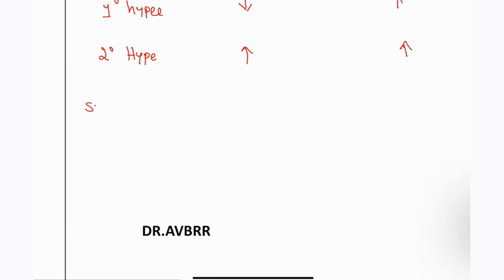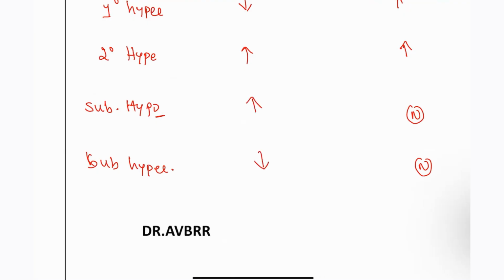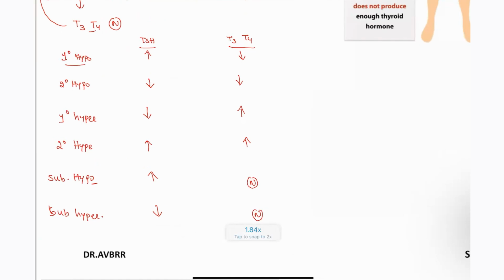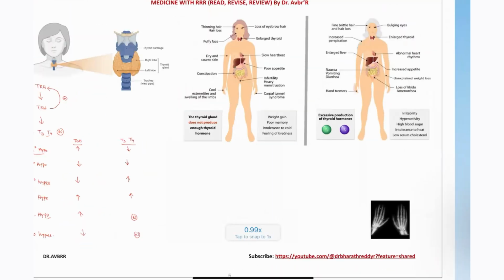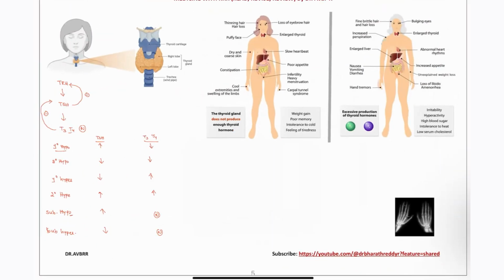Next, we also have subclinical hypo and subclinical hyper. What is subclinical hypo, guys? In subclinical hypo, T3 and T4 are normal in both. In subclinical hypo, the TSH is going to be increased, and in subclinical hyper, it is going to be decreased. So this is how the laboratory interpretation should be done for this patient. Next, here come other important points about what is the most common.